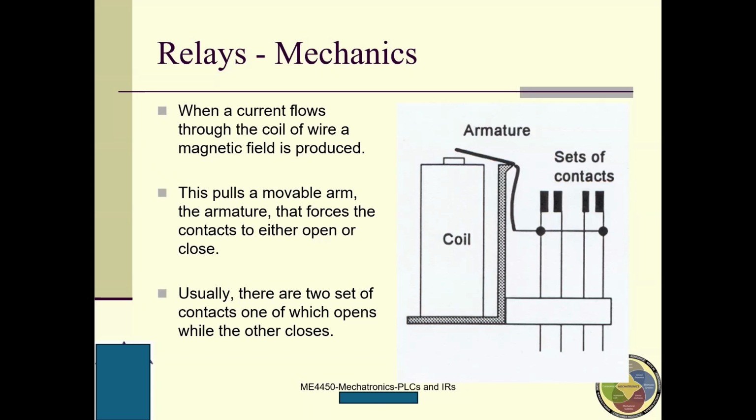This is how it works. This is the working principle for the relay. When a coil is energized, a magnetic field is generated, and then the armature is pulled. This is the set of contacts. They just change their status.